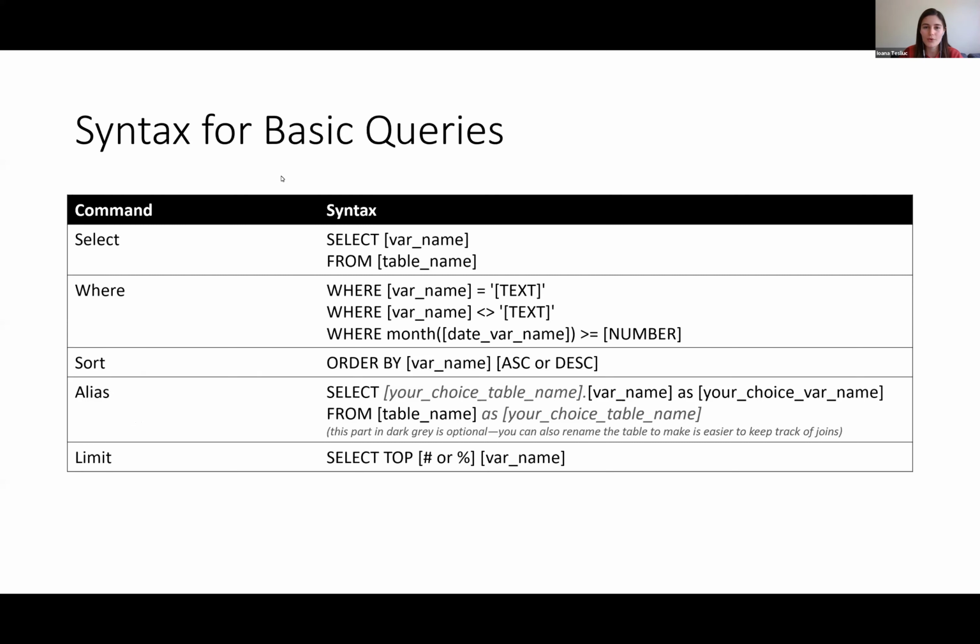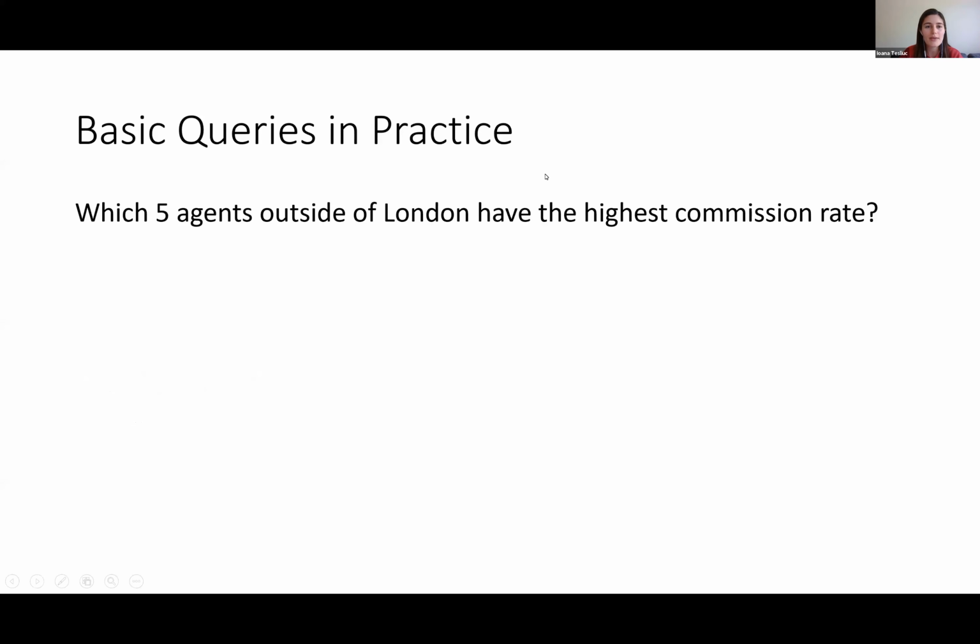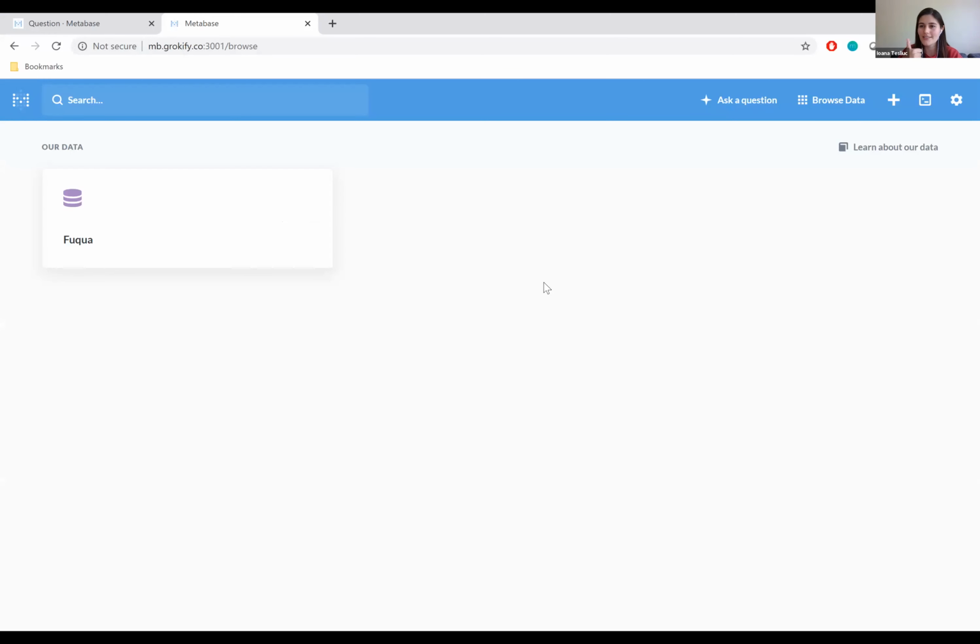So what we'll do now, if everyone has access to the database, is a very simple question in Metabase: we're going to try to figure out which 5 agents outside of London have the highest commission rate. So I'm going to share my internet. Great. Everyone can still see this? Yes? Cool. And hopefully everyone has access.